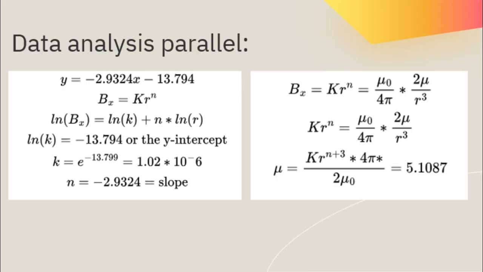And so we know from this that the ln of k, or the constant that we're searching for, is negative 13.794. So for solving for this, we can end up with the constant and the amount that the magnetic field dropped per change in distance, which would be like the slope of the formula and the y-intercept. And then plugging this back into our formula, we can end up solving for the mu of our magnetic field.